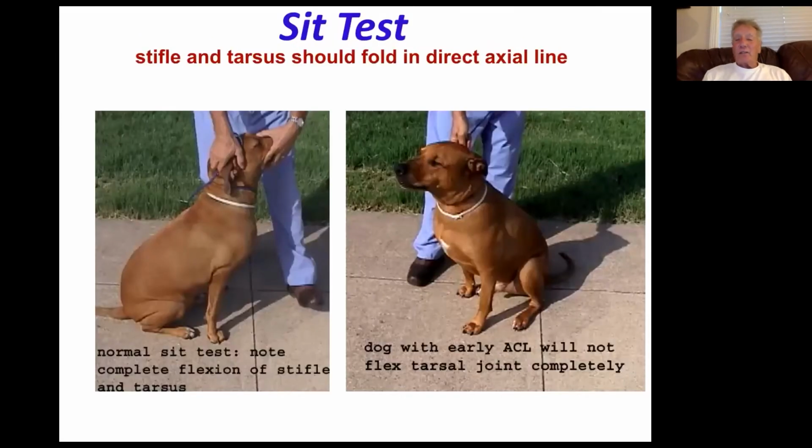Now, I think this is important here. And this is what's called the sit test. And Barclay Slocum, he's the one that actually described the sit test first. But what he described was a little bit later. What he described was when the dog begins to sit, they'll turn their knee to the outside. And that's very, very true.